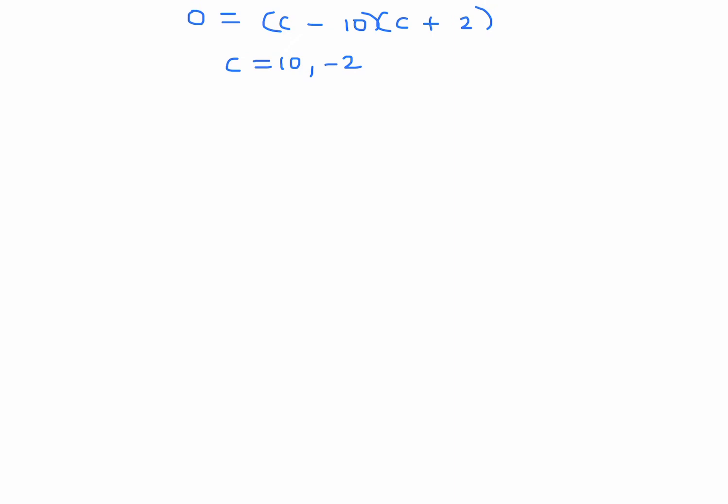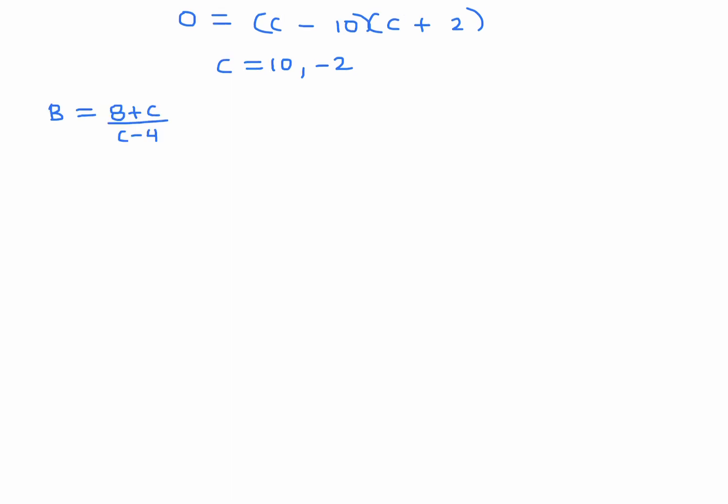So C is 10 or negative 2. If you remember, B was equivalent to A plus C minus 4. So when you sub in these values, you will get B is equal to either 3 or negative 1, respectively, for 10 and negative 2.